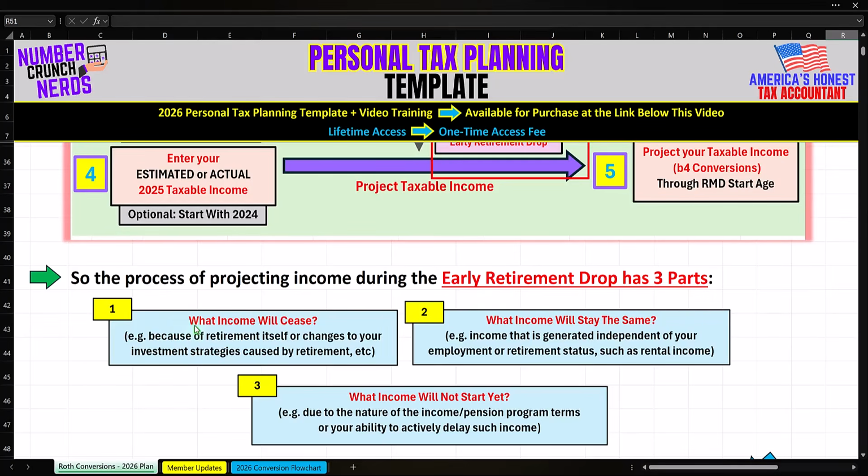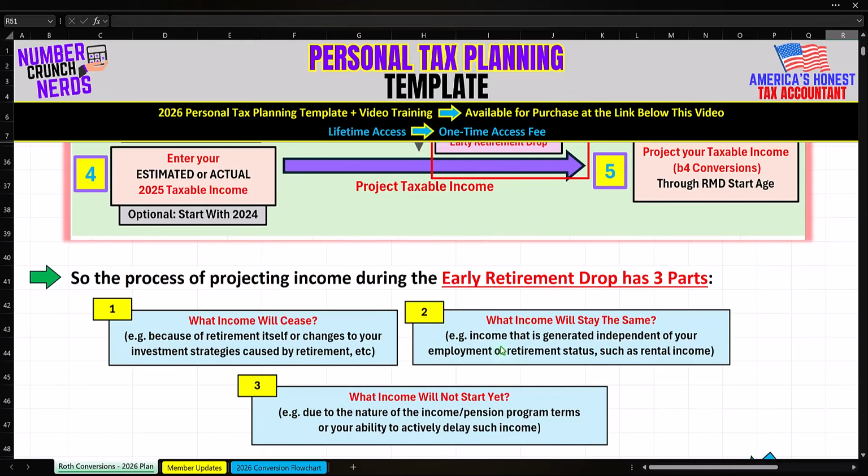Number 1, we have to consider what income will cease once we enter the early retirement drop, and the income could cease because of retirement itself, like you stop collecting your W-2 wages, or it could occur from changes to other things like your investment strategies, which were caused by the fact that you retired. So we have to consider how the early retirement drop will affect our income both directly and indirectly, so to speak. Then item number 2, we have to consider what income will stay the same.